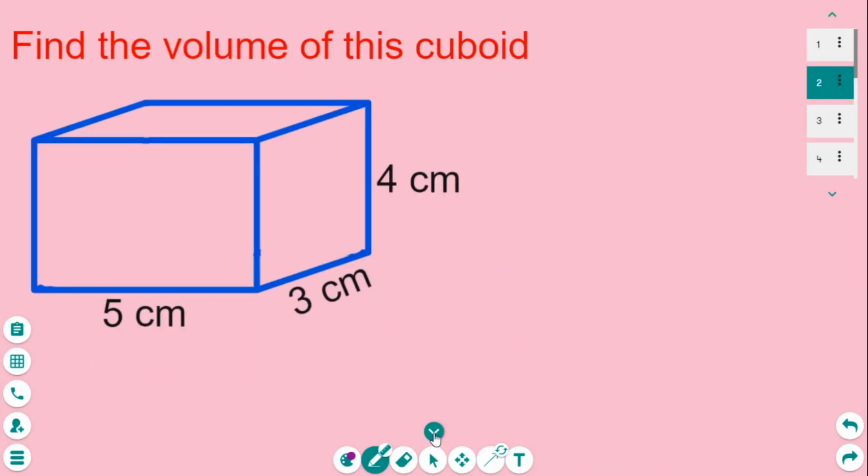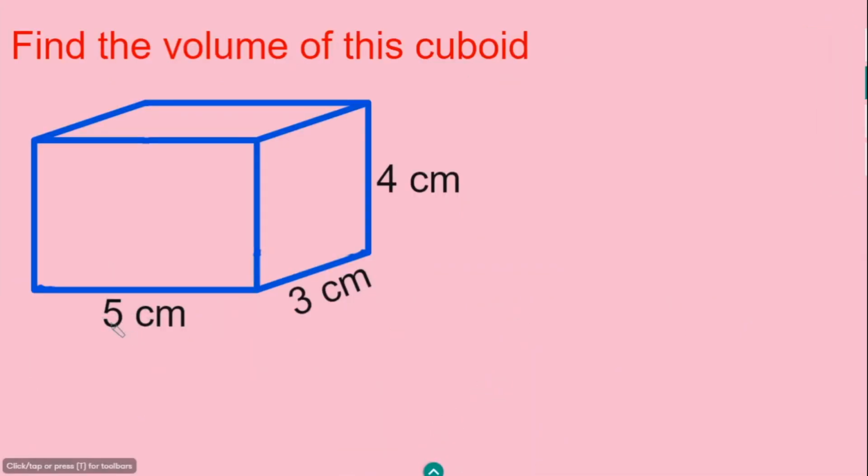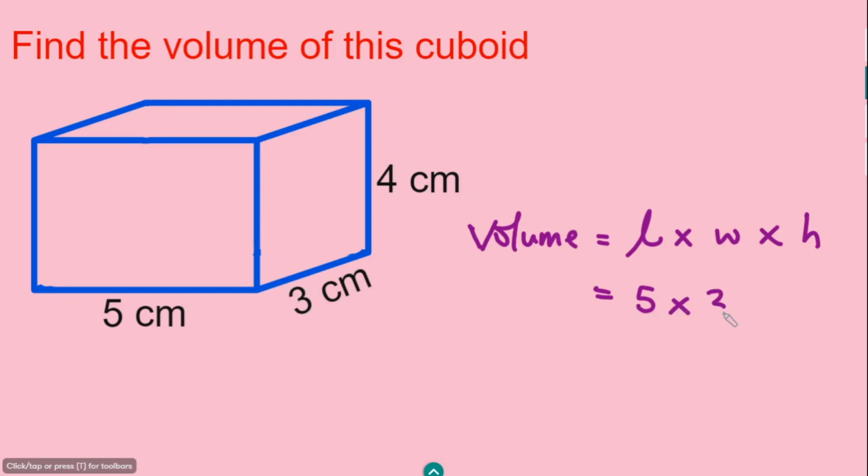So the first question here, we have a cuboid with a dimension, the length 5, the width 3, and the height 4. To find the volume, all we need to do is to multiply the length by the width and the height. In this case, the length is 5, multiply the width, which is 3, multiply by the height, which is 4. And then when you multiply these three numbers out, you're going to have 60 centimeters cubed.